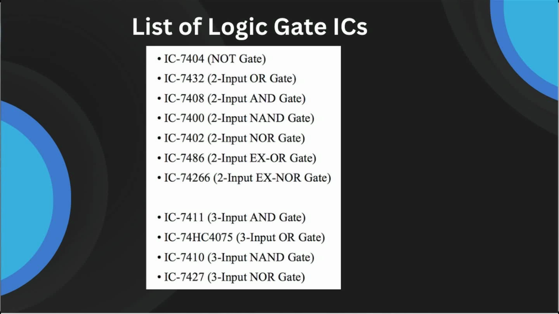Now for 3-input terminals, IC 7411 is the 3-input AND gate. IC 74HC4075 is the 3-input OR gate. The 3-input NAND gate IC is 7410, and the 3-input NOR gate IC is 7427.